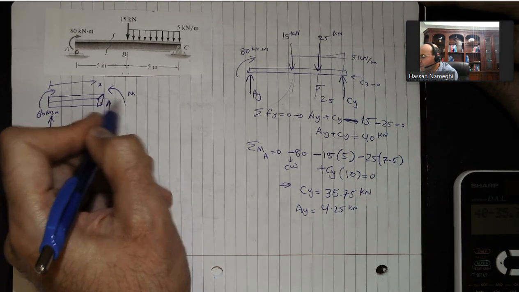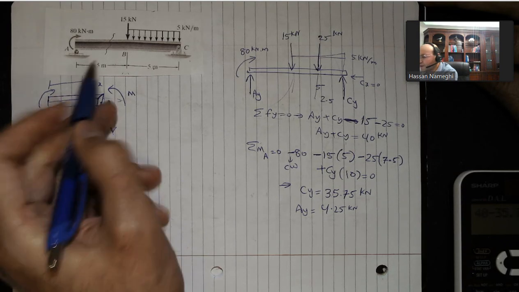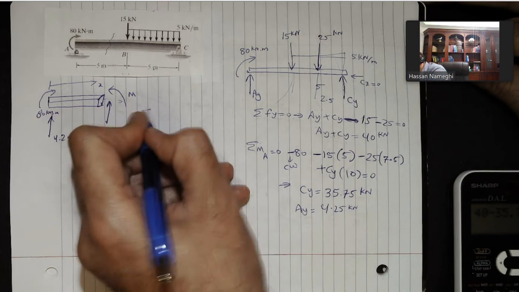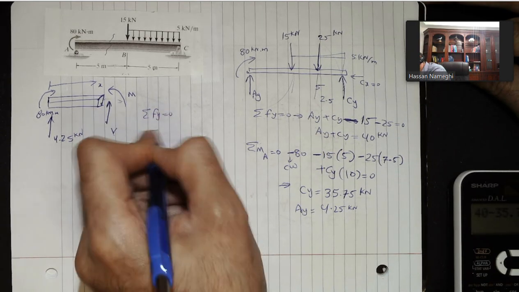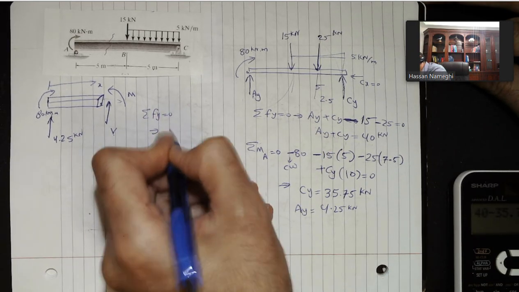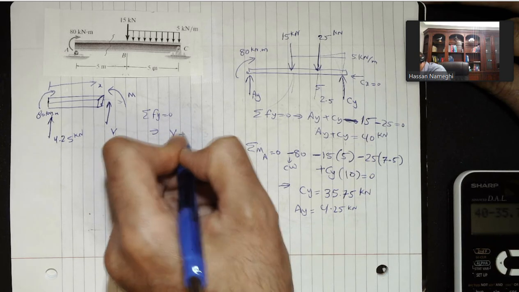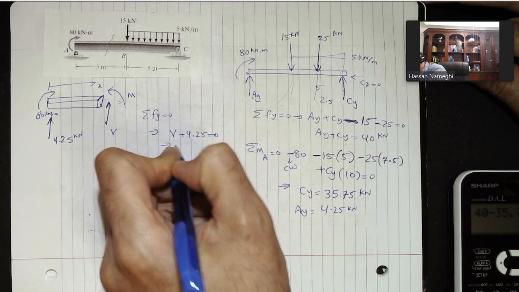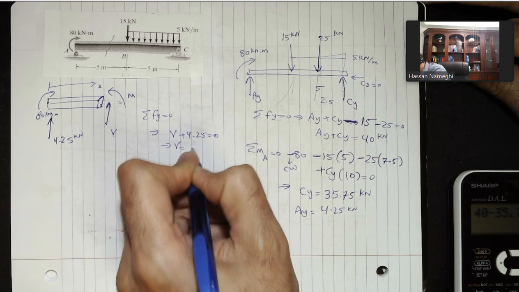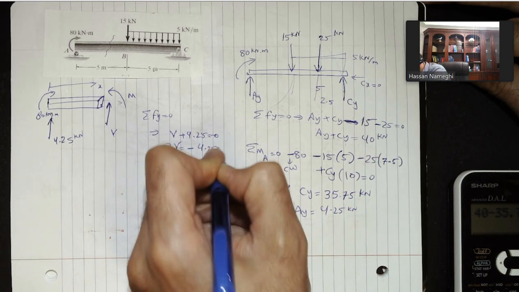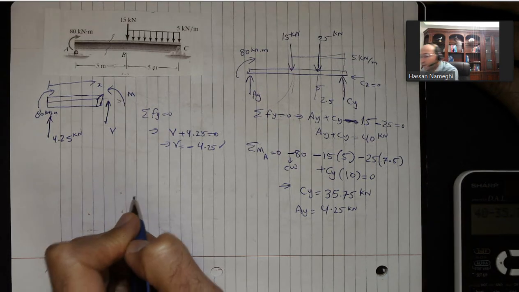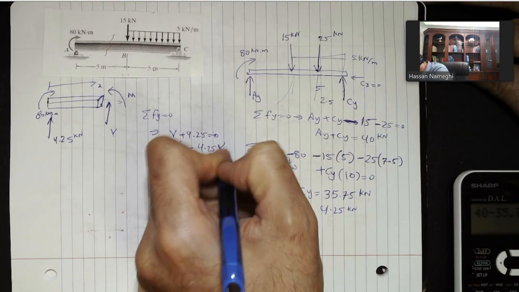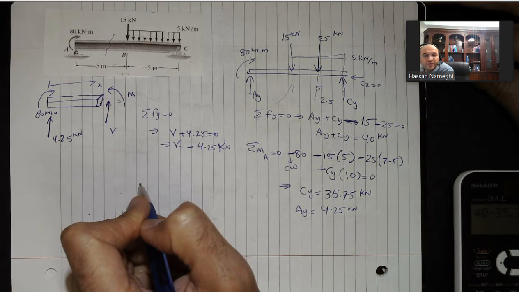When you do the cut, there is a normal force that we don't consider because there is no force in the horizontal line. So sum of F of y equal to 0. From here, I have V plus 4.25 equal to 0. And then you will end up with V is equal to minus 4.25. Perfect. The unit for this is kilonewton.